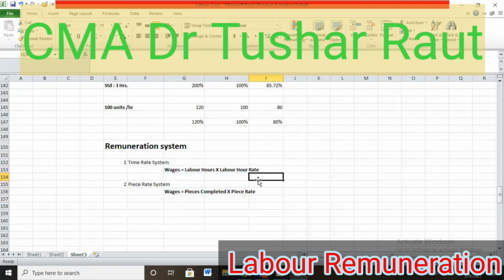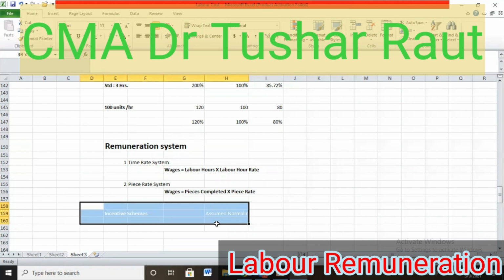In the time rate system, wages can be calculated with labor hours multiplied by labor hour rate. The per hour rate multiplied with the number of hours worked. The different formula is for piece rate. Pieces means the units, the number of units you are producing. So in the piece rate system, wages is equal to pieces completed into piece rate. So number of pieces completed multiplied by piece rate. This is how we are calculating the remuneration system.